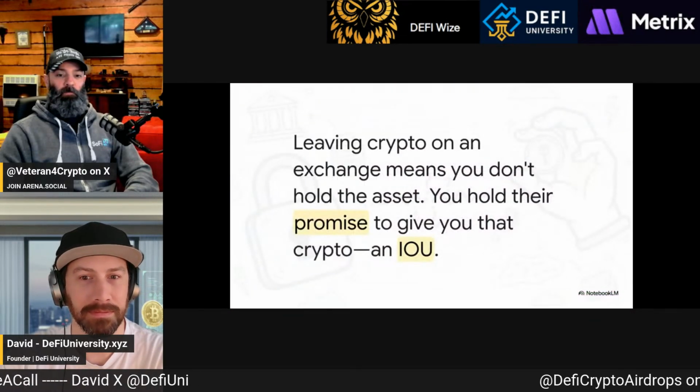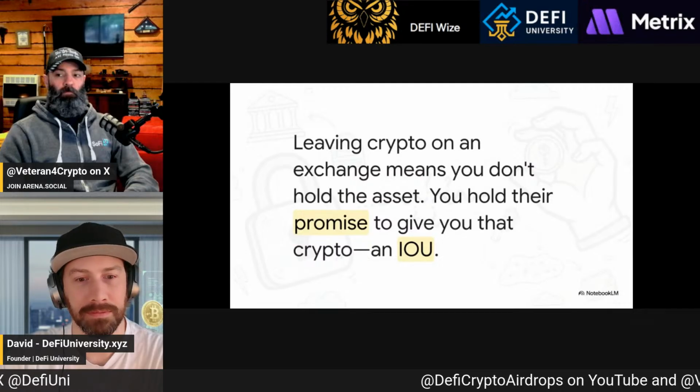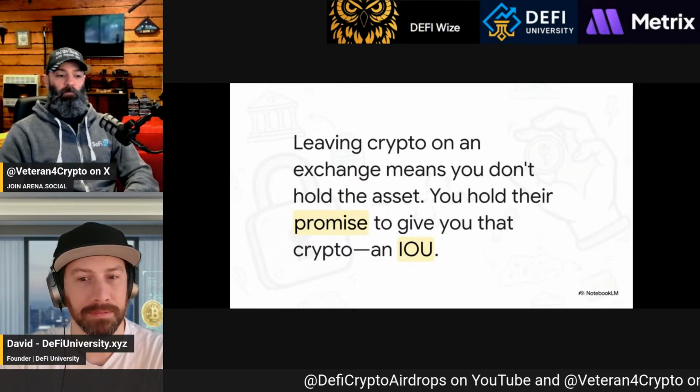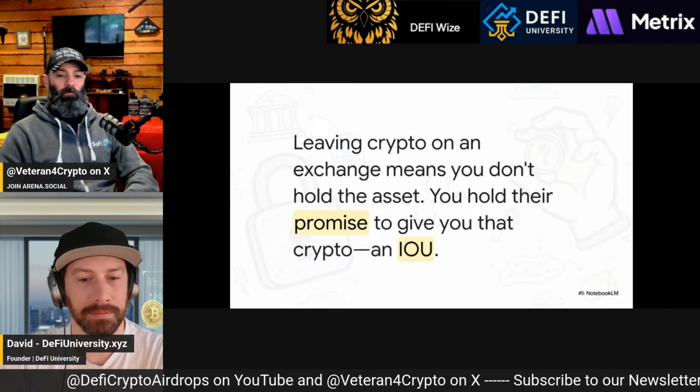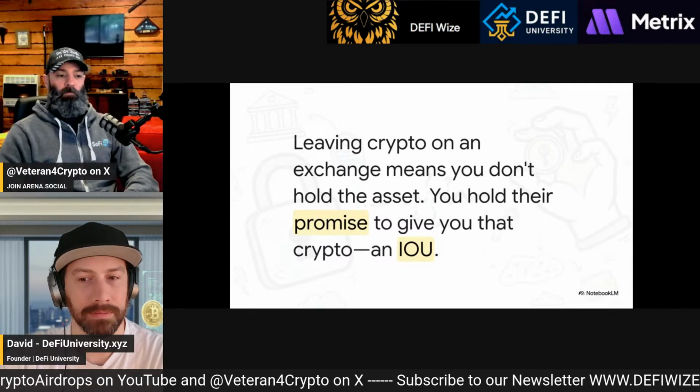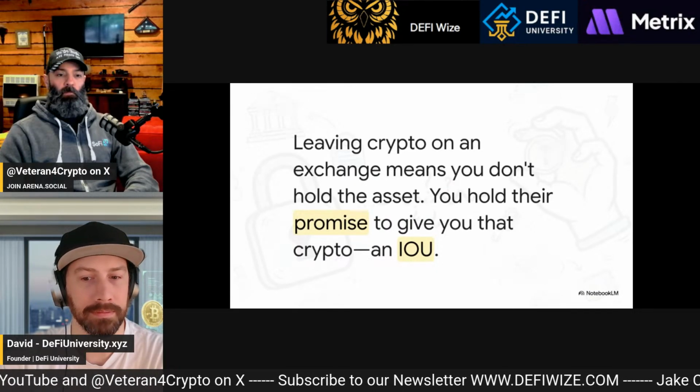Yep, you heard that right. That balance you're looking at in your account, that's not the asset itself. It's really just an IOU. It's the exchange's promise to give you the crypto whenever you ask for it. You're basically just trusting them. You're trusting them to make good on that promise.